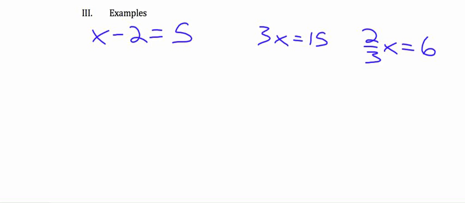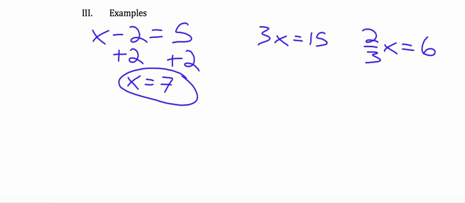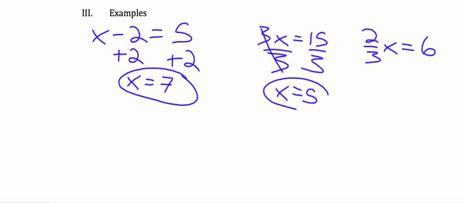I'm assuming you've tried them all, and for this one, hopefully you realize we need to add 2, because that's the opposite of subtraction, and we get x equals 7. 7 minus 2 is 5, that checks out. Here we're dividing by 3. We get x equals 5.